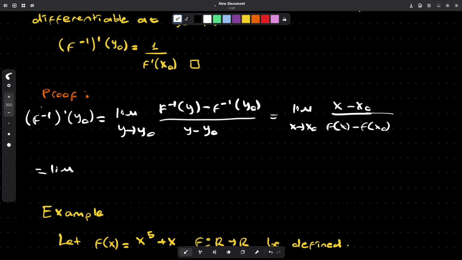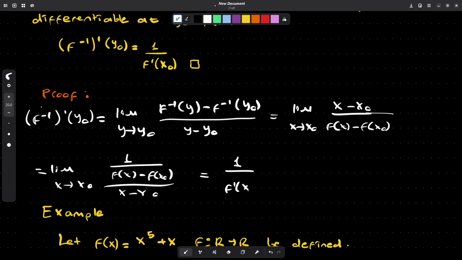We can write this limit as x approaches x0 again: 1 over (f(x) minus f(x0)) over (x minus x0). This part is f'(x0), so this limit is 1 over f'(x0), which proves our theorem.